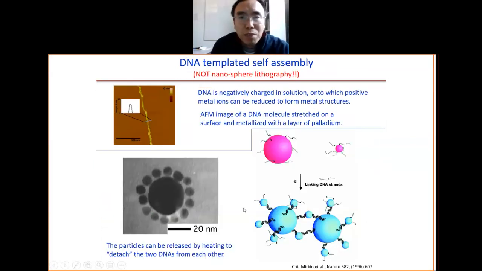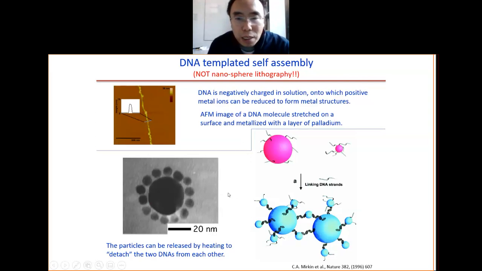So we have talked about non-severe lithography. So this one is not non-severe lithography. But because I do not have many slides, I just put it at the end. This is the DNA templated subassembly. In this case, you can see the DNA. We know DNA is negatively charged. So this way, you can have some metal ions. Those positive metal ions can be bonded to the DNA molecule, so you form some metal nanowires. In this case, it is the palladium. Palladium can be reduced onto the DNA to form this palladium nanowire.